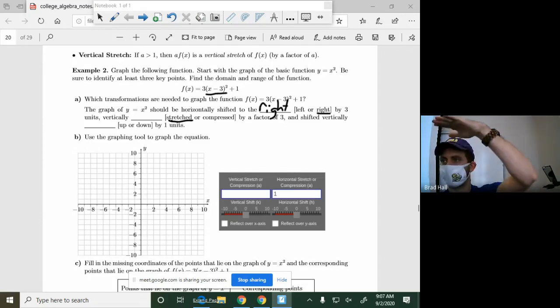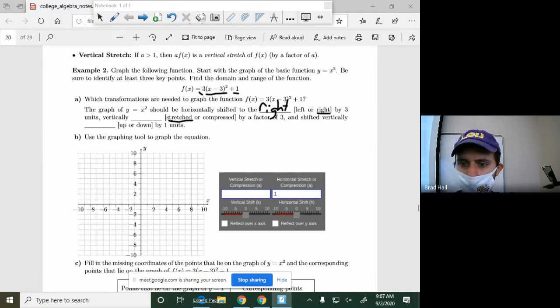And then up or down, well, there's only one number left. We took care of the 3 in the front. We took care of that 3 in the parentheses, and now there's just that 1, which tells us up 1. So up by 1 unit. So that's part A.